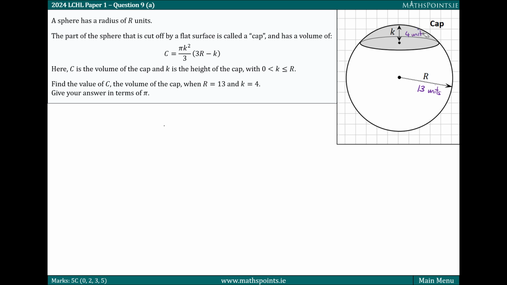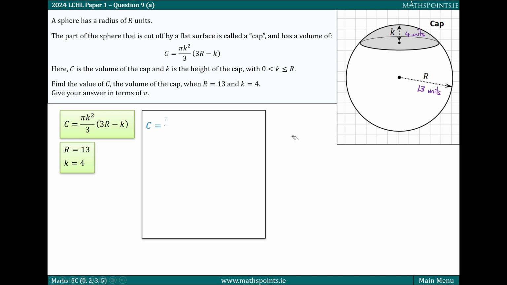All we're going to do for this first part is feed those two dimensions into the formula for the cap. C is equal to pi times k squared over 3, times 3r minus k. So r is equal to 13, k is equal to 4. We put them into the formula. You can manually do some of this, but there's nothing wrong with throwing this all into the calculator and getting your answer. Your answer ends up being 560 pi over 3.